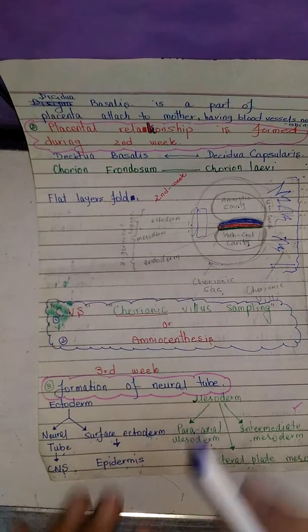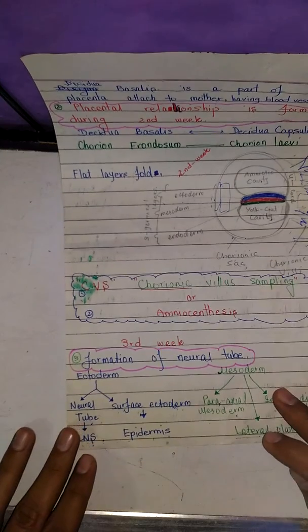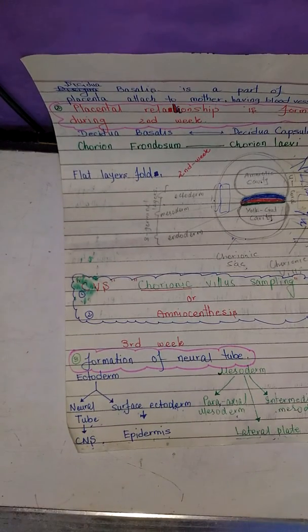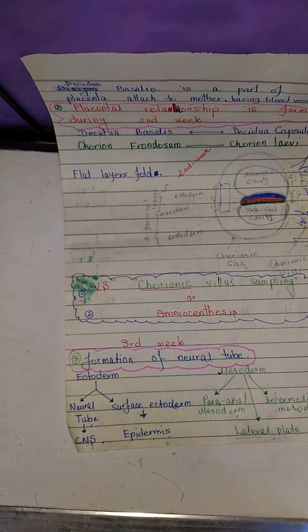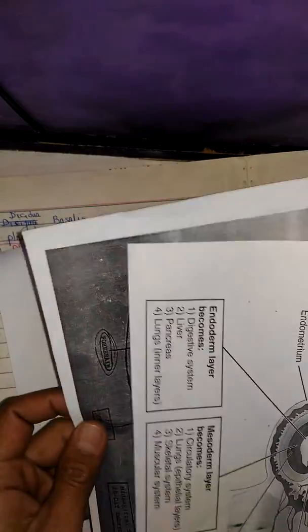Now if we move to the third week, what is happening in third week? So before I tell you, let's see. Let's just consider that these are 3 layers. This is ectoderm, this is mesoderm, this is endoderm. These layers are on each other. What actually happened in third week?